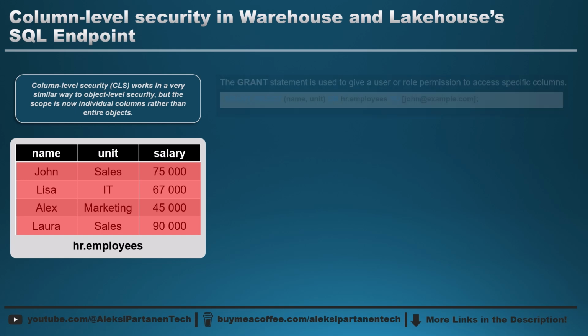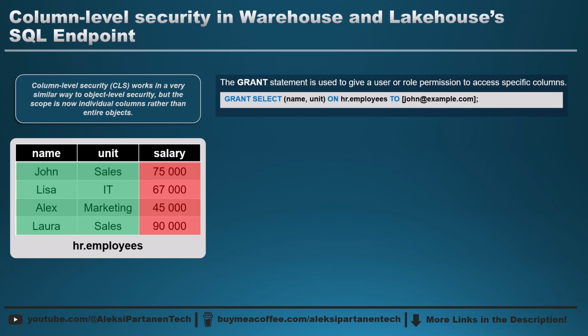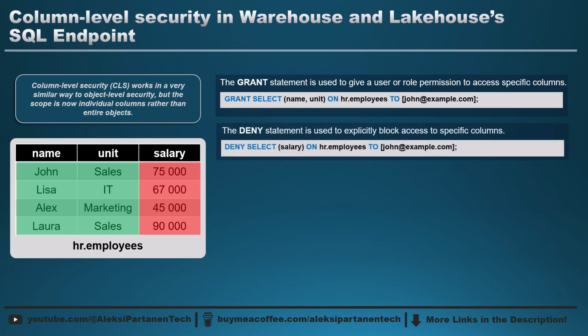To do that, we use the grant and deny statements. First, we grant access to the columns we want the user to see. Grant select name, unit on HR employees to John. This allows John to see only those 2 columns. Then we explicitly block access to the salary column with the deny statement. Deny select salary on HR employees to John. This would make sure that John cannot query the salary column.